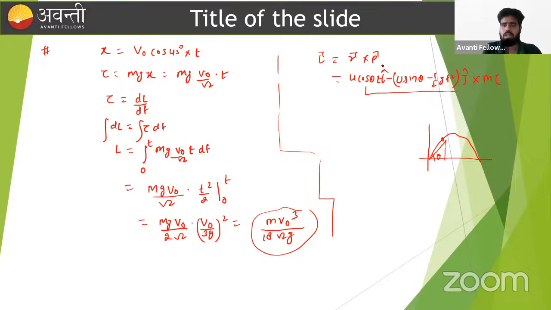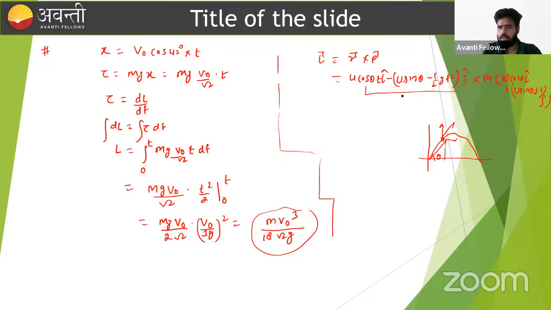What is the velocity? After time t, this is the velocity which has two components, horizontal and vertical. The horizontal component is nothing but u cos theta in the direction of i, and the vertical component after time t is u sin theta minus gt in the direction of j cap.